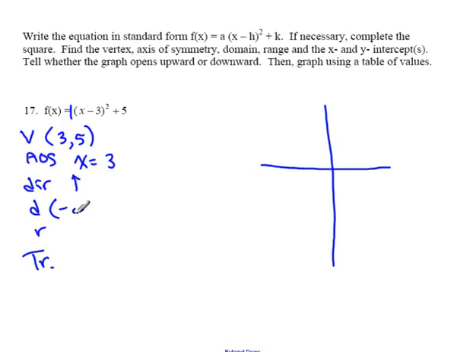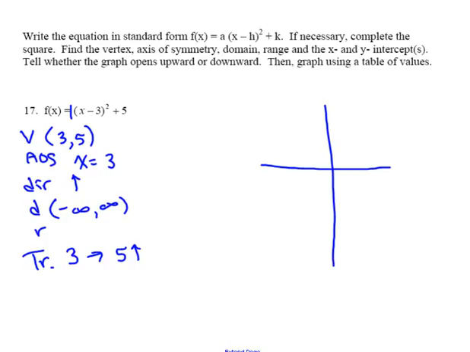The domain, all real numbers. The range we'll find from the graph. The transformations then, what did we move the vertex from the origin? Well, we moved 3 to the right, and we moved 5 up.